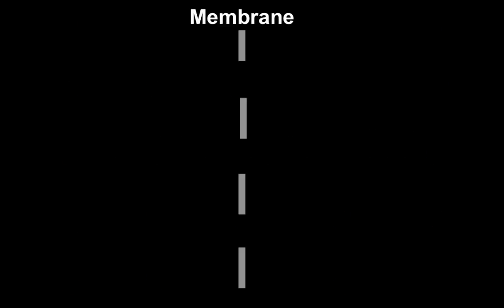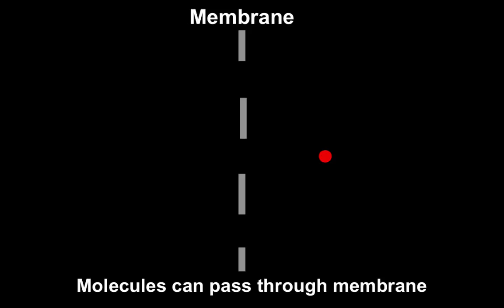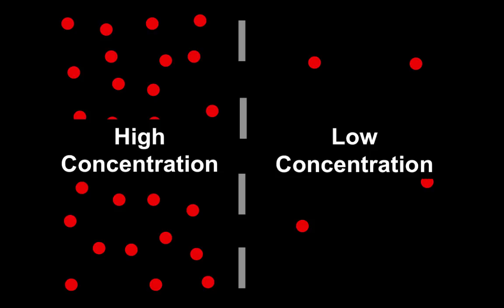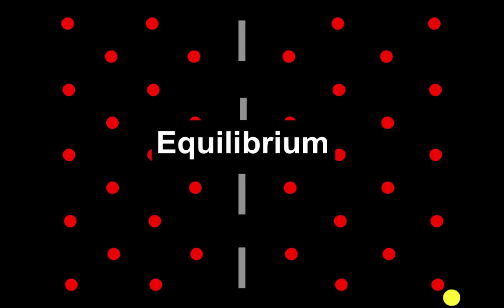Now, diffusion can also occur across a membrane. So this will occur if the molecule is small enough to actually go through the membrane. Here we have a situation where we have the cell membrane in the middle, and we have a much higher concentration on the left than on the right. Since molecules are going to go from high to low, the molecules will move towards the right, and they will spread out until they reach equilibrium, meaning that the concentrations are equal on both sides.